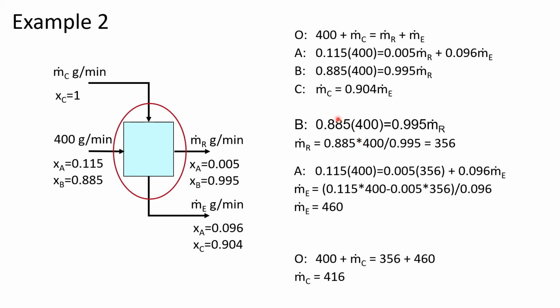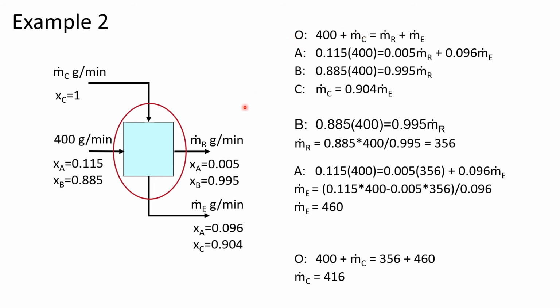Finally, now that we know m dot r and m dot e, let's see if we can solve one of the other balance equations for m dot c. If we just start down our list, we start at the top up here with the overall balance. What we find is that if we know m dot r and m dot e, which we now do, we can solve this for m dot c.